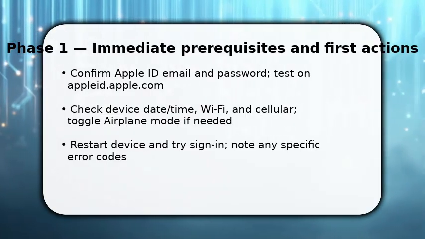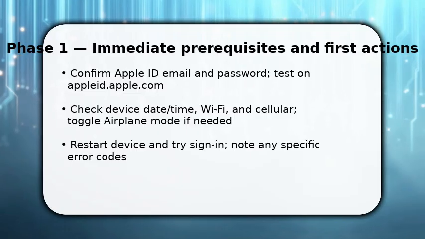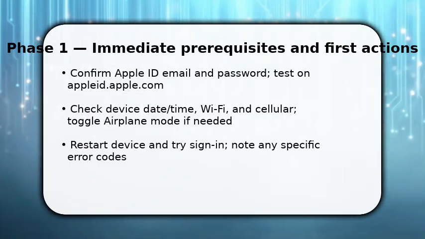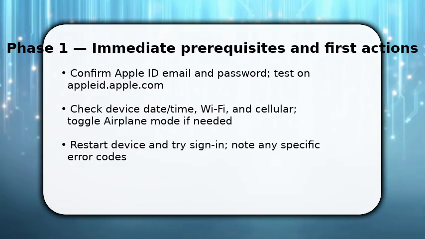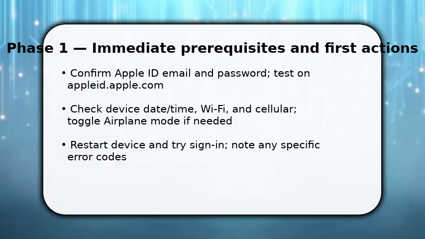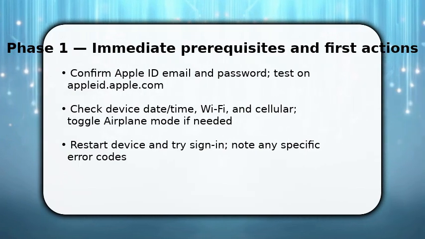Next, check network. Switch between Wi-Fi and cellular or toggle airplane mode to reset connections. Restart the device to clear transient issues. If an error code appears, write it down. That code directs the next troubleshooting path, so don't skip this step.